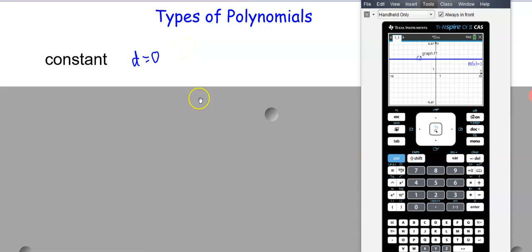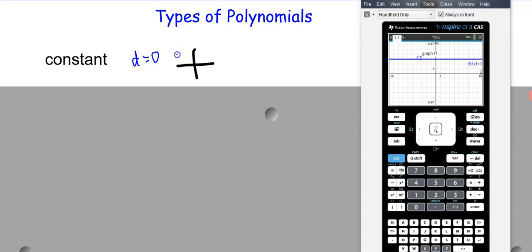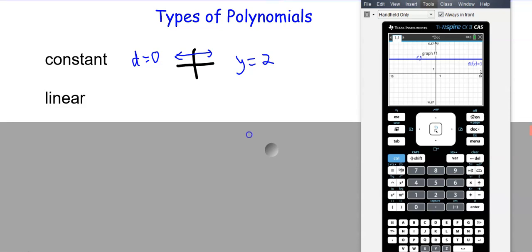The graph is going to be a horizontal line here. And a function might be something like y equals 2 or 3. That's going to be the form of this. You can see there's no real variable on the right-hand side. There's no x variable there. And that's a type of polynomial that's called a constant function.